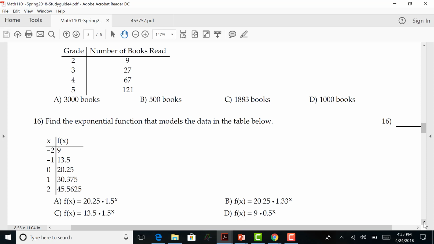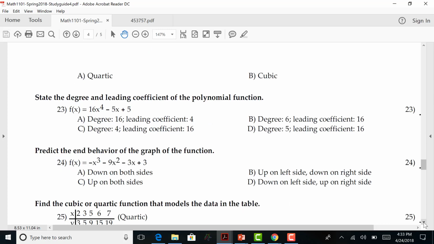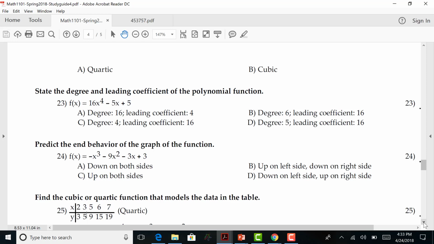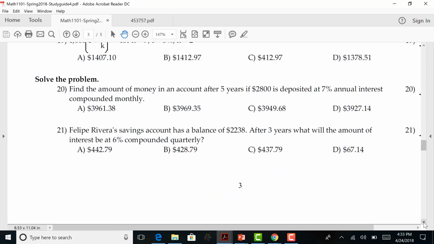Question. What questions do you have? If it doesn't give it to you in the E format, you have to figure out what that is before you can give me your final answer. Alrighty, questions? Alrighty, that was 16. We're going to page back up.